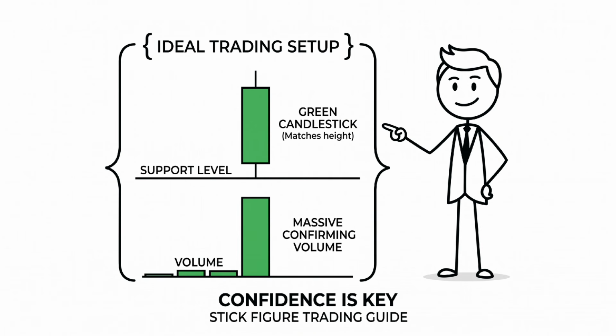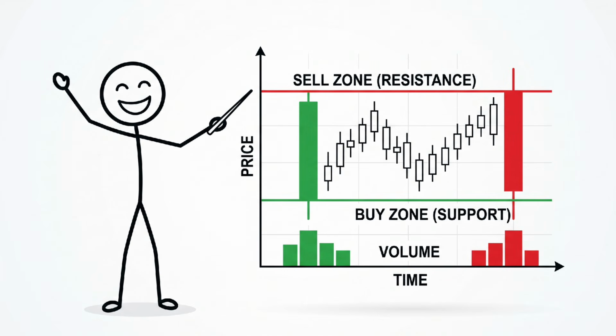So always ask yourself 3 questions. Did unusual volume appear at this level? Did price produce the expected result from that volume? Does the overall market structure confirm the signal? If the answer to all 3 questions is yes, you've likely found a high probability buy or sell zone.